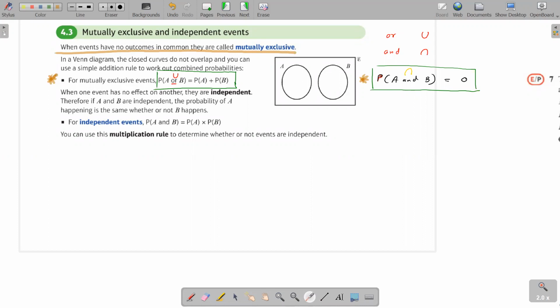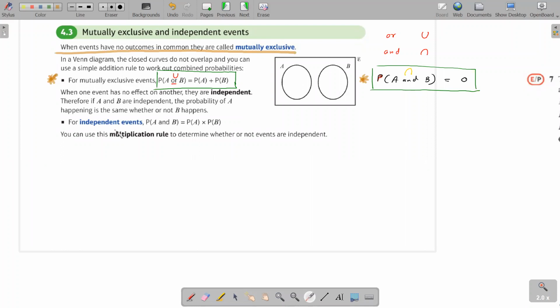All right, so now we'll move on to the next part, the next section we are going to learn. We're going to learn about independent events. So what are independent events? When one event has no effect on another, they are independent events. Now this is completely different from mutually exclusive. This is a different story, a different thing. So try to put it into your brain in a different section.